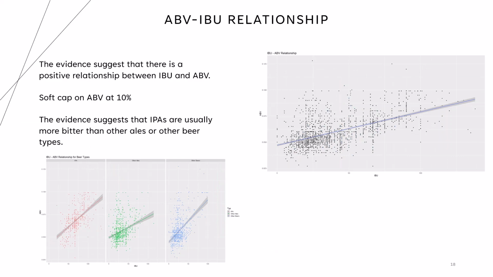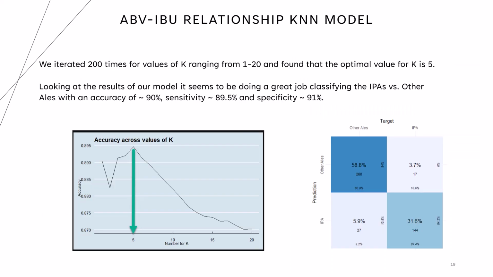When we look at the relationship between ABV and IBU, the evidence suggests that as you increase your IBU, the ABV tends to increase as well. Again, we broke it down by beer types in the bottom left corner of the screen, where each beer type has a different relationship between the two, but there's always that general positive increase between IBU and ABV. It's also worth noting that there seems to be a soft cap around 0.1 ABV, and this is mainly due to restrictions among the states.